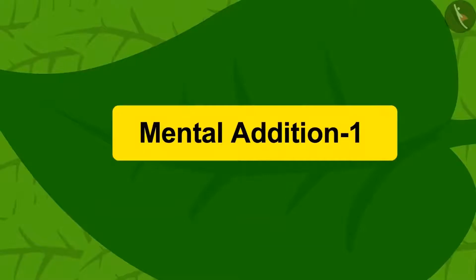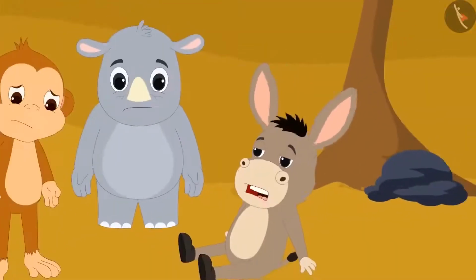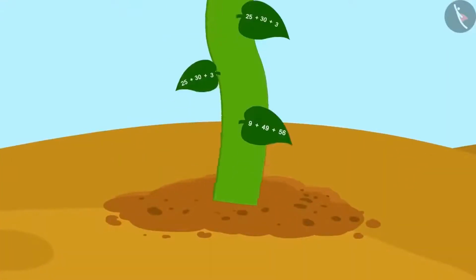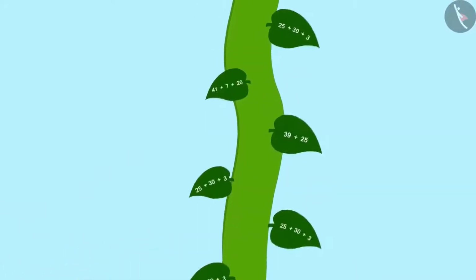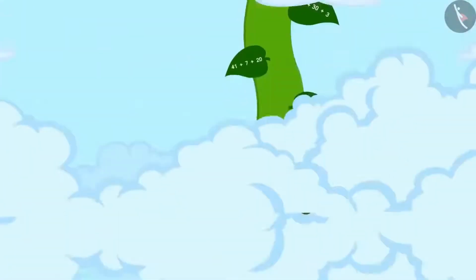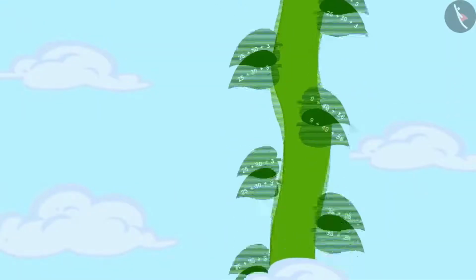Children, we have learned a lot of methods for adding numbers so far. In this lesson, we will learn to add mentally. Long time ago, there was a famine in the village. Everyone was suffering from hunger. Then one day, suddenly a vine appeared in the middle of the village. The vine was very thick and tall. It was going so high that it was going high above the sky.